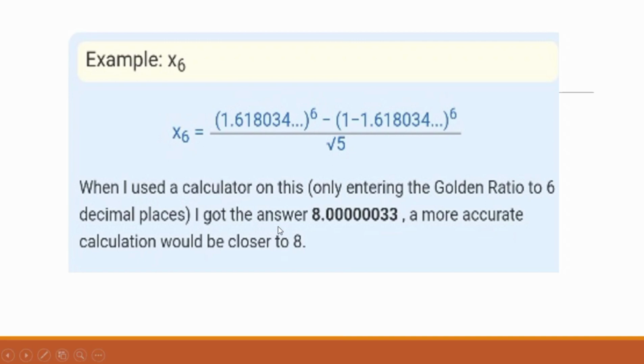is 8.0033. A more accurate calculation would be closer to 8. So, pwede na natin sabihin na 8. Okay?